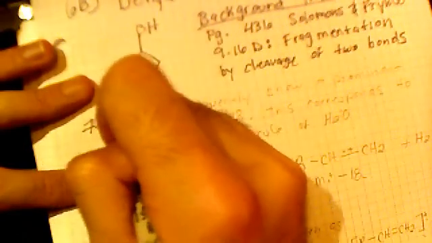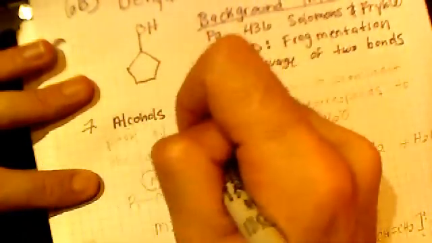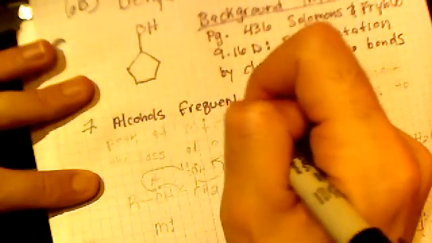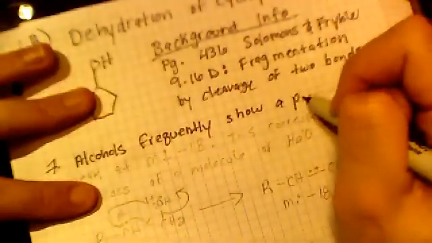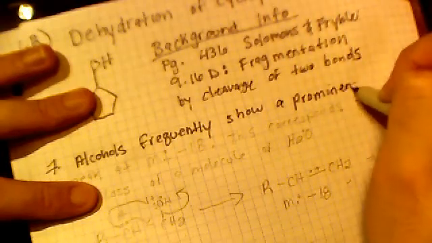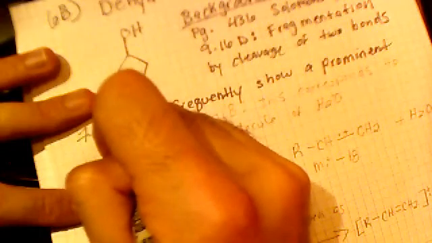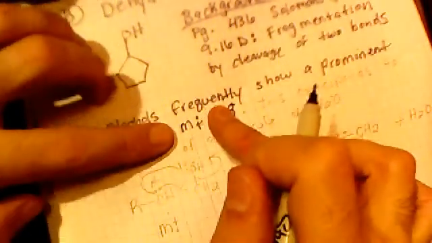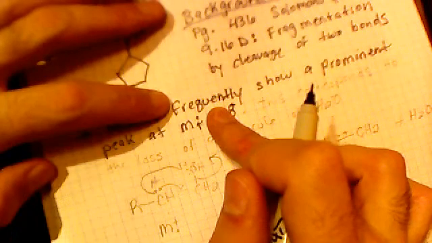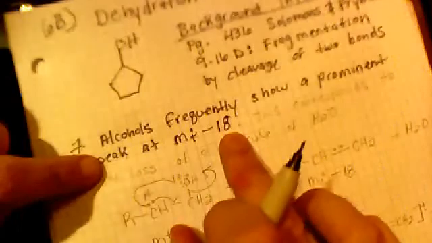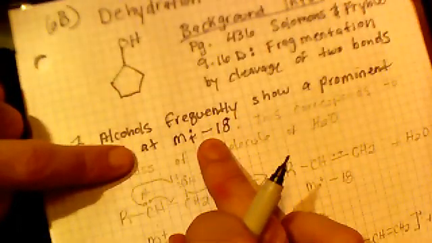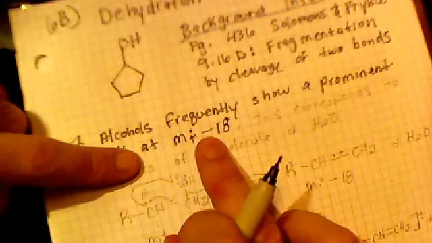Alright, so they talk about alcohols. It says alcohols frequently show a prominent peak at M minus 18. So this M by itself, the M plus dot, is the unfragmented whole molecule. It's the entire molecular weight. So if you subtract 18, 18 is the molecular weight of water, right? When we're talking about dehydration. And what they're saying is that alcohols frequently show dehydration. They lose a water molecule during fragmentation.